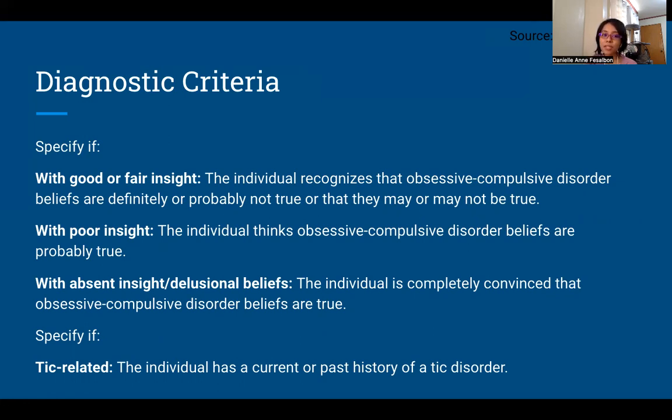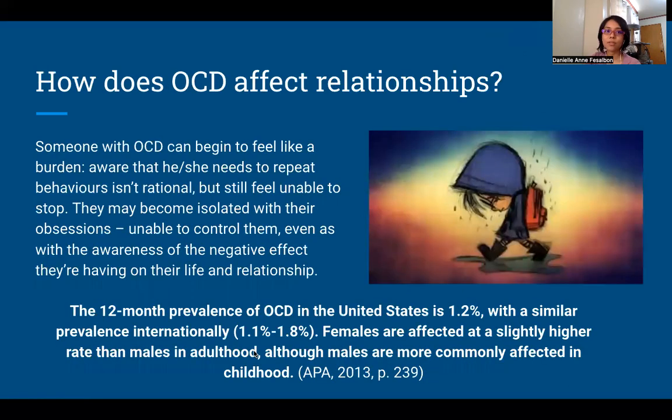And someone with poor insight is an individual who thinks the obsessive compulsive disorder beliefs are probably true. This is in the middle of good insight and absent insight, where the individual is completely convinced that the beliefs are true. Like, you really can't help it. I really think it's true. My hands are dirty. It's always dirty. And then we should also specify if it's tic related, wherein the individual has a current or past history of a tic disorder.